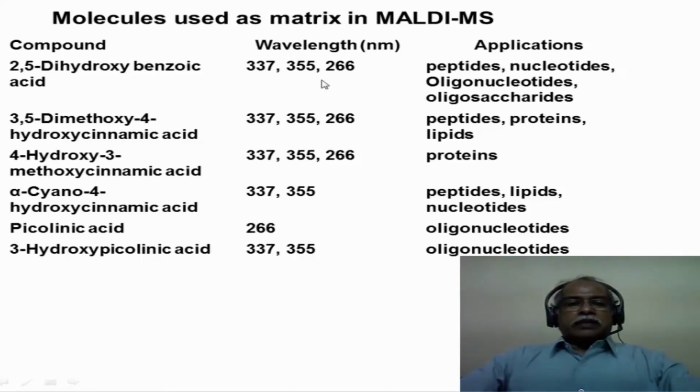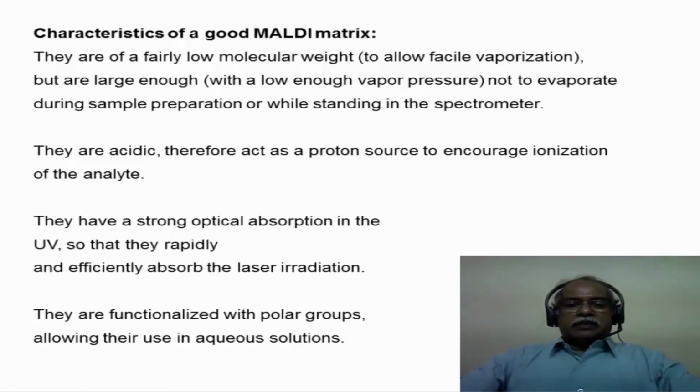The important aspect is that these molecules absorb UV light, which is the laser light. They get excited. In the excited state, these are actually much stronger acids than in the ground state. That is one of the reasons that from the excited state of this molecule, a proton can be easily transferred onto the substrate, thereby ionizing the substrate and resulting in the formation of ions that are produced in the gas phase for analysis. This is an important aspect of MALDI mass spectrometry.